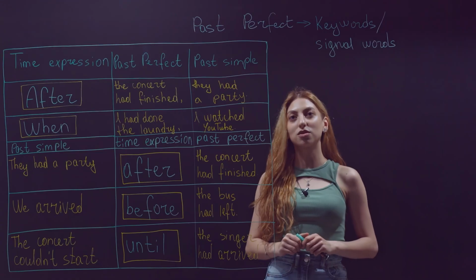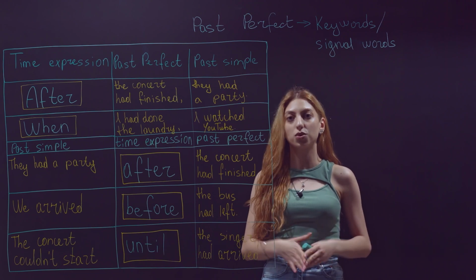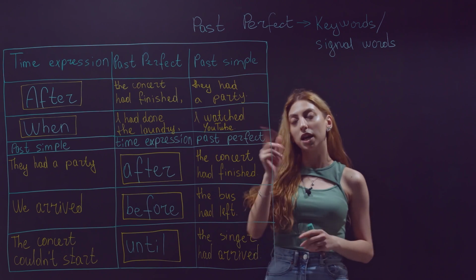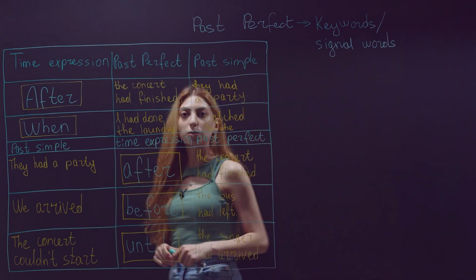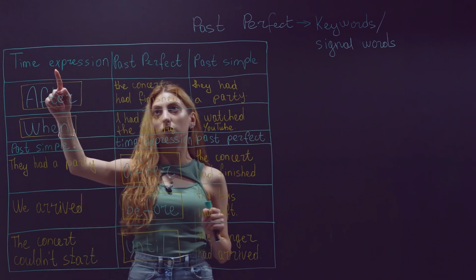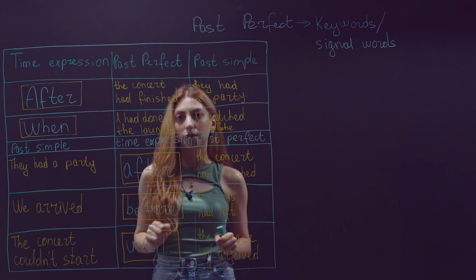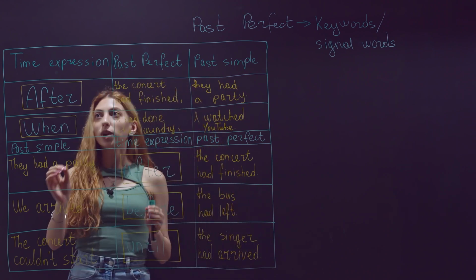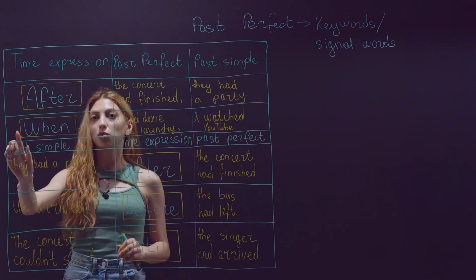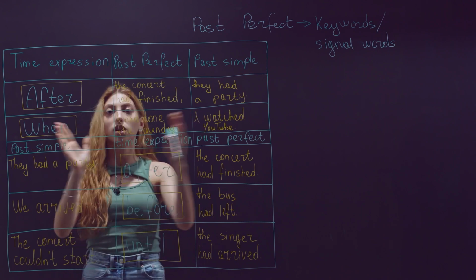Okay, now let's concentrate on the keywords or signal words, with the help of which I will show some more examples and will make everything understandable. Let's pay attention to this table. What we have here: time expression, which is the same as keyword or signal word, past perfect, today's topic, and past simple tense. When we have time expressions or keywords such as after and when, we have a fixed structure for how we can form it.